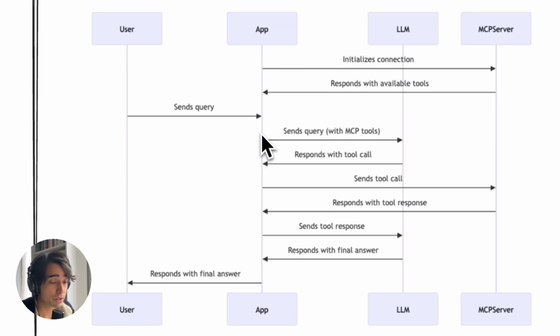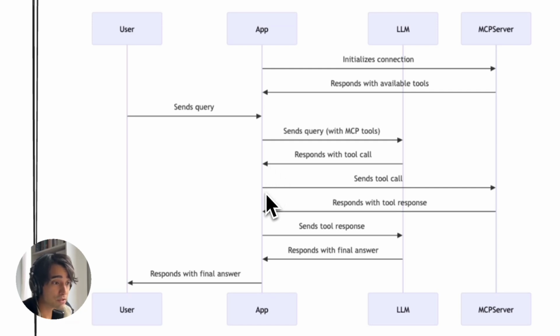The user is going to ask a question of something that involves the tool call. If it doesn't involve a tool, then the language model is going to respond right away without making a tool call, okay? But if it does, it will make a tool call. So the application is going to send the query with the list of the tools available to the language model. The language model is going to respond with a tool call.